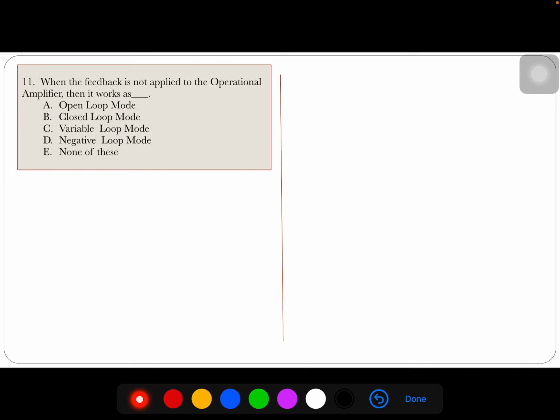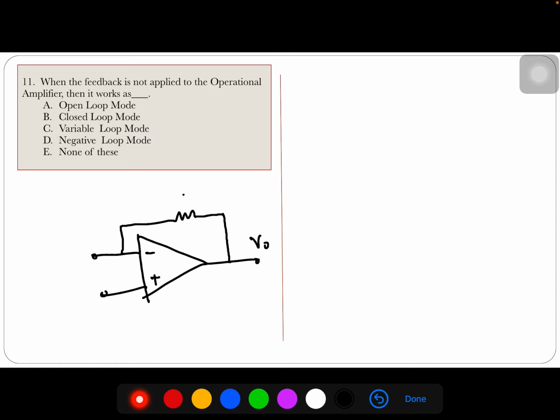Next question. When the feedback is not applied to the op-amp, then it works as open loop mode, closed loop mode, variable loop mode, negative loop mode, none of these. See, what is negative feedback? Negative feedback means you connect the output back to the input. Now there are two inputs. One is negative, one is positive. If you are connecting the output back to the negative input, then that is negative feedback, and it has certain advantages in a circuit which is working as an amplifier.